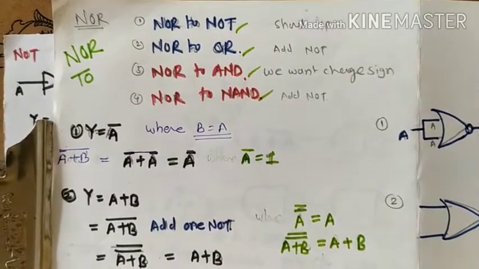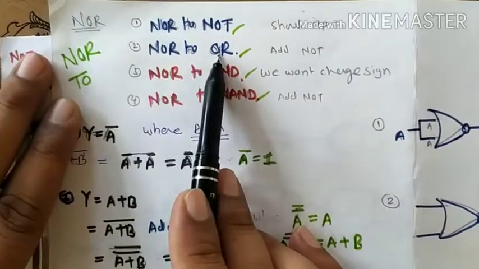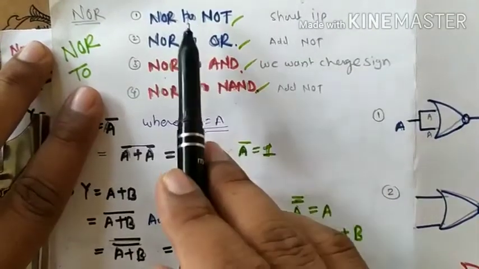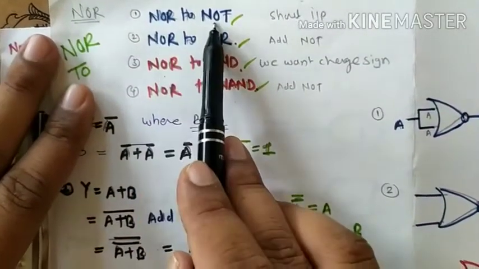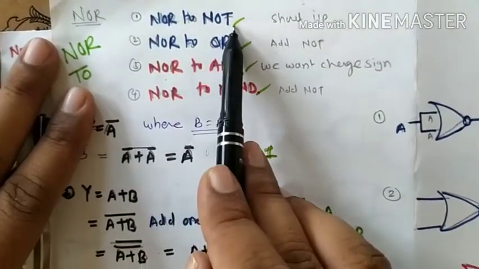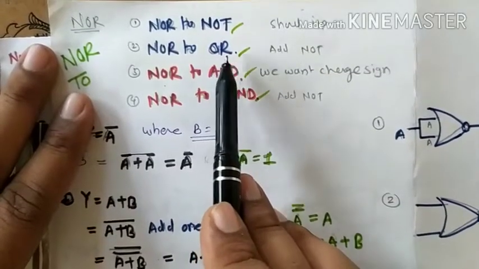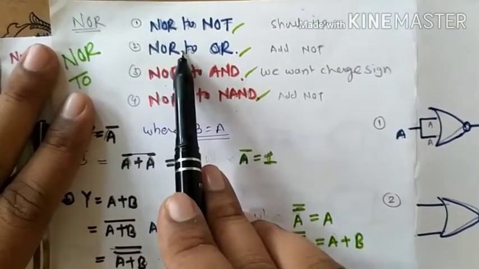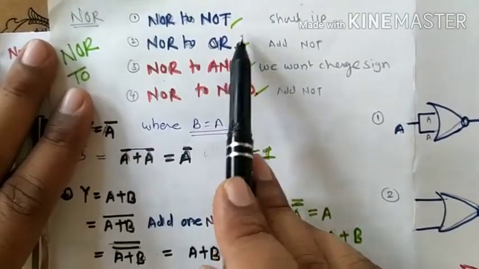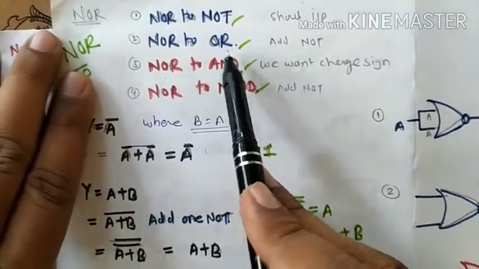So now we understand that with the help of a NOR gate we can implement a NOT gate, an OR gate, an AND gate, and a NAND gate. See here, NOR to NOT is very easy. You just short the inputs. NOR to OR: if we have a NOR and we implement one NOT, it will be OR. Or if we have one OR and we implement one NOT, it will be NOR. So it is very simple to convert a NOR gate to an OR gate.